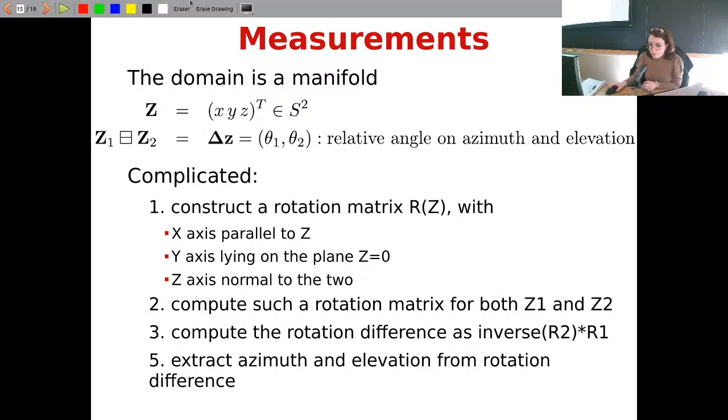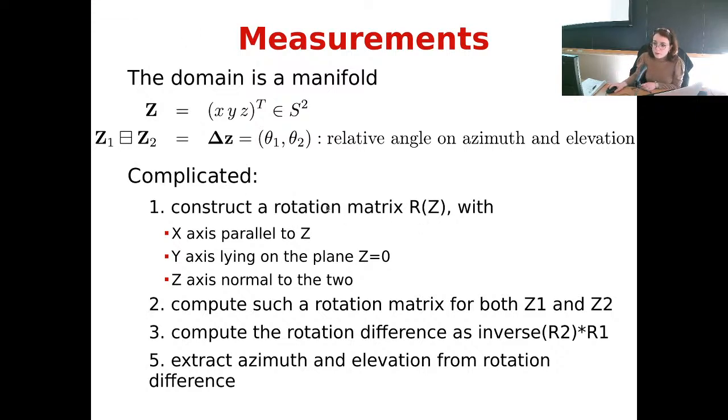So an idea for doing this would be to construct a rotation matrix using the x-axis parallel to the direction z, the y-axis lying on the plane z equals 0 and orthogonal to the x direction, and then the z-axis normal to the two of them. And once you are able to do this for both Z1 and Z2, you can compute the rotation difference by using the usual product of rotation matrices, in particular by doing the inverse of R2 times R1.